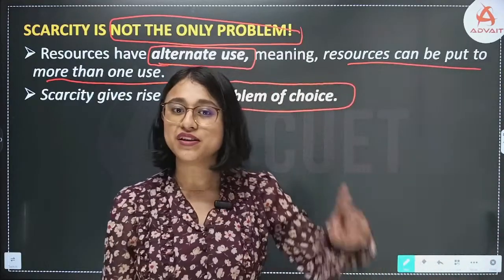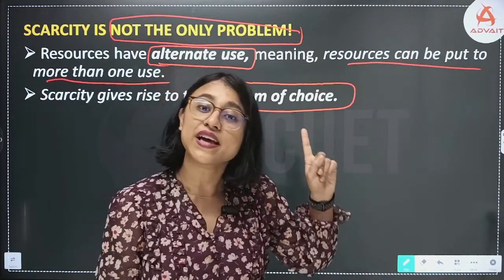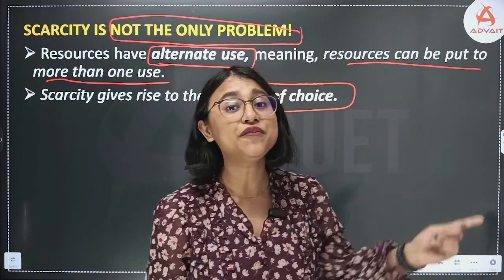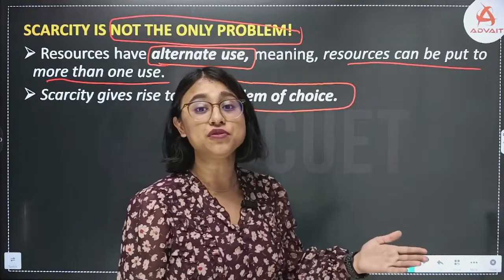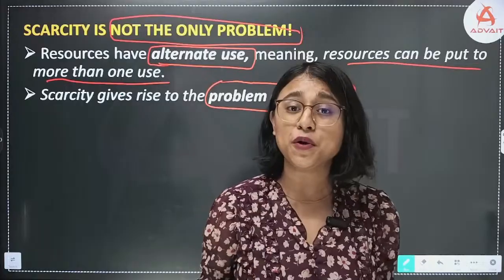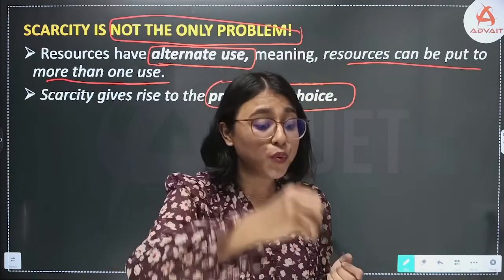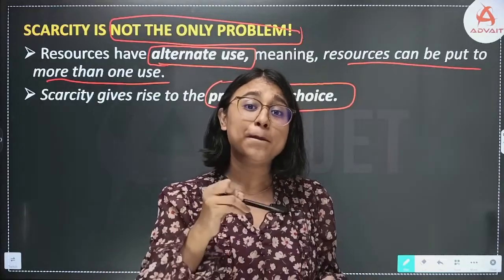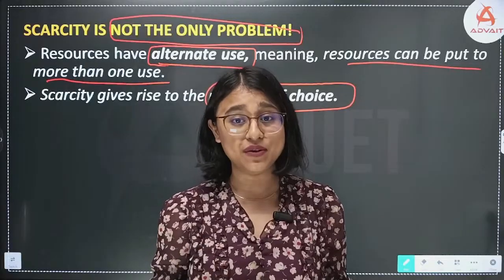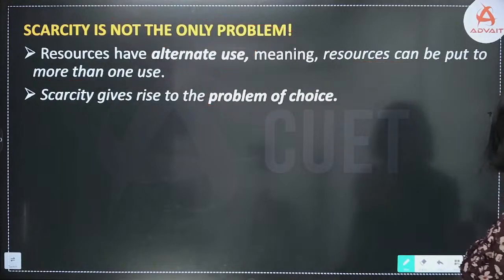Resource is scarce, but it is not the only problem. Resources have alternative uses. Alternative uses means it can be put to different uses. And since it can be put to different uses, it gives rise to the problem of choice. What is the problem of choice? Problem of choice means choosing to which use we will put the scarce resource that is available with us. Clear? Okay, let's move to the next slide.